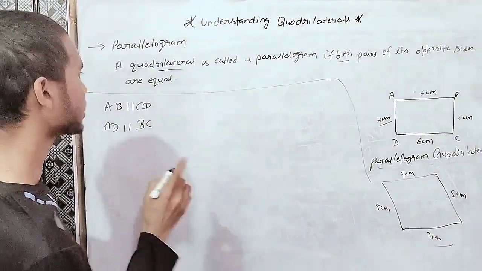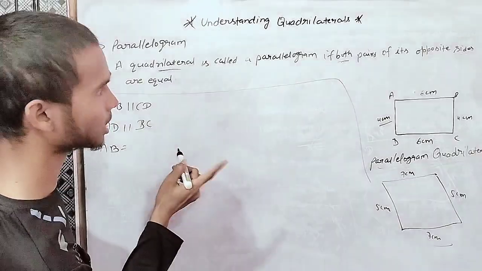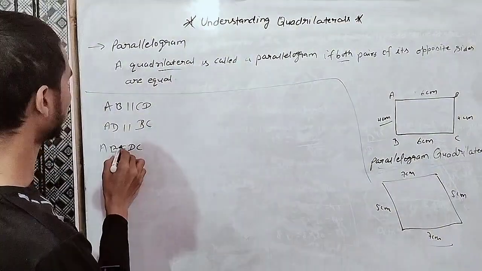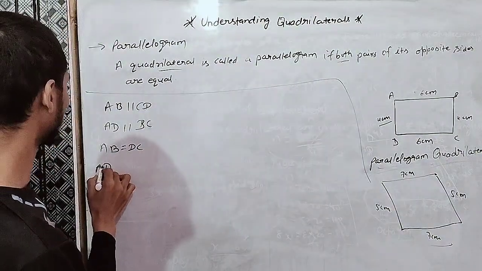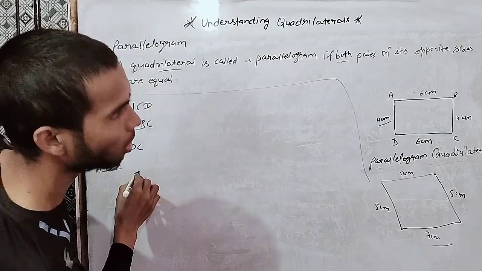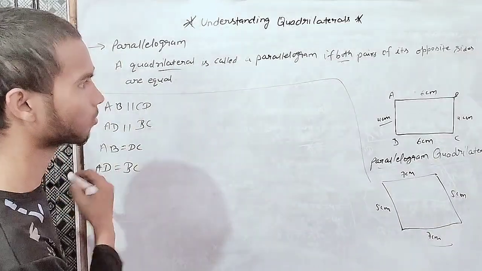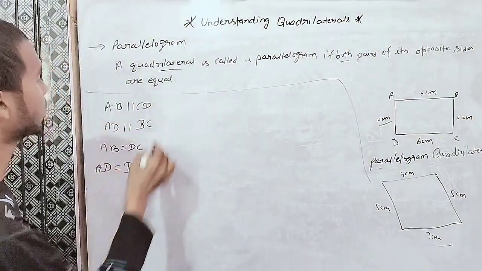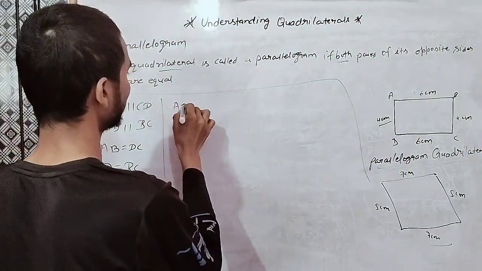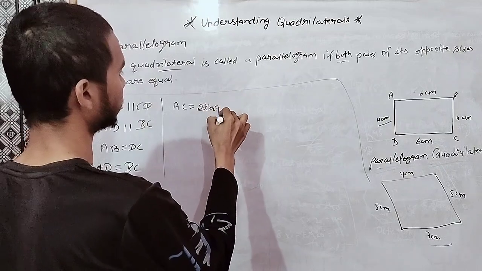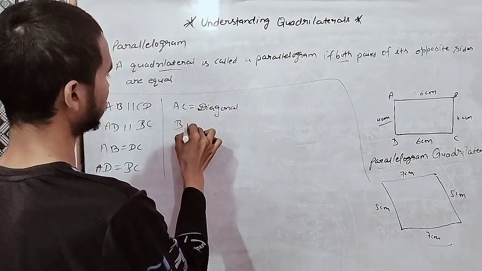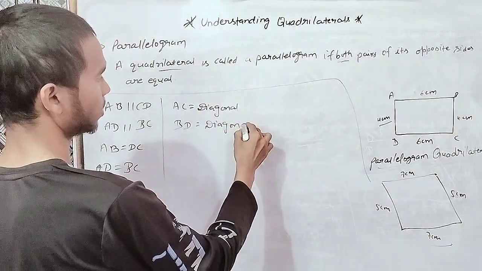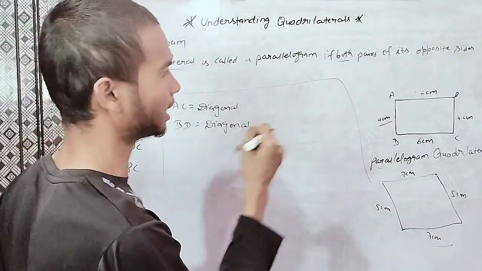Now, can you say the value of AB is 6 centimeters? Of course, the value of BC will be equal to the value of AD. Clear? Now it's time for the diagonals. AC is a diagonal, and BD is a diagonal. In other words, we say hypotenuse. Good.